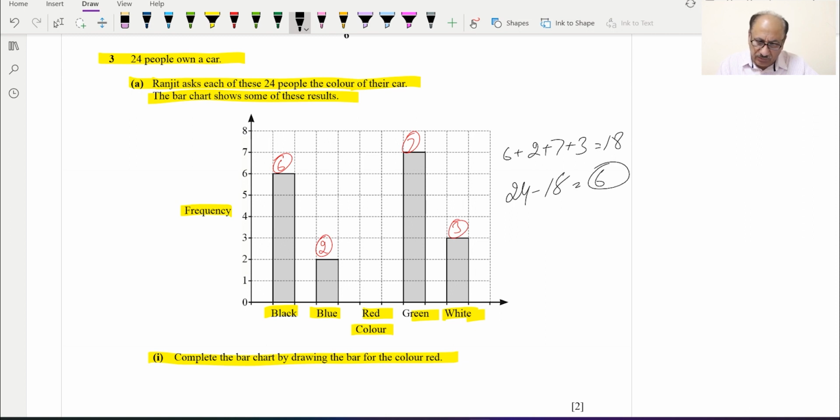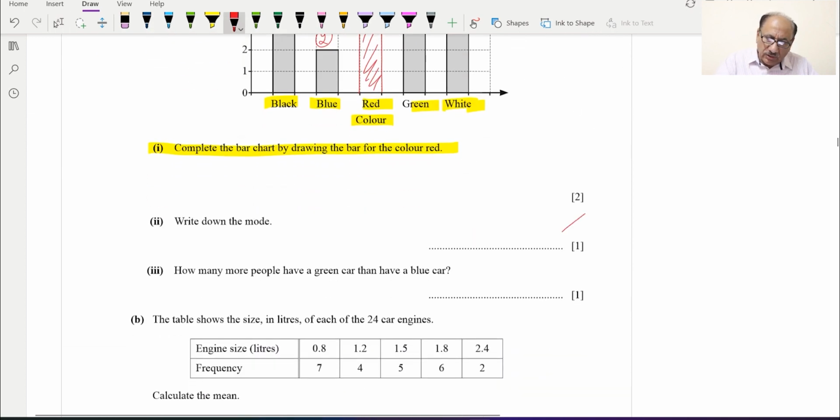So 6 will be the frequency for red, which we have to draw the bar for, and it will be of the same width as the other bars, and height should be 6 like this one, and the top will be closed. This is the bar which was required, which we have drawn, and this was for 2 marks. Hopefully you understood this.